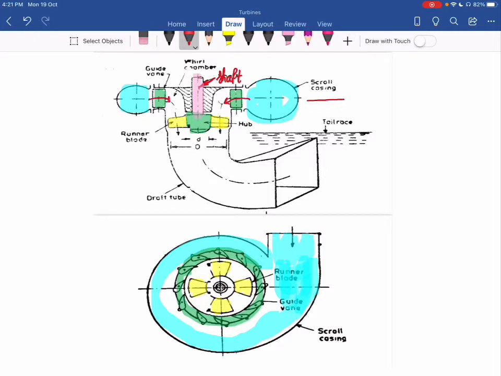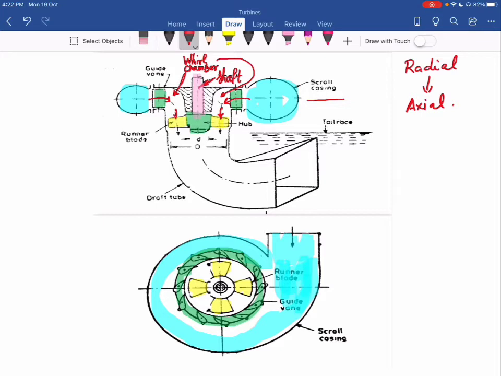Then after these guide blades, we have a special type of chamber over here, similarly on this side. This chamber we call the whirl chamber. This whirl chamber makes the flow change its direction from radial to axial. After that, the water strikes on the runner blades.